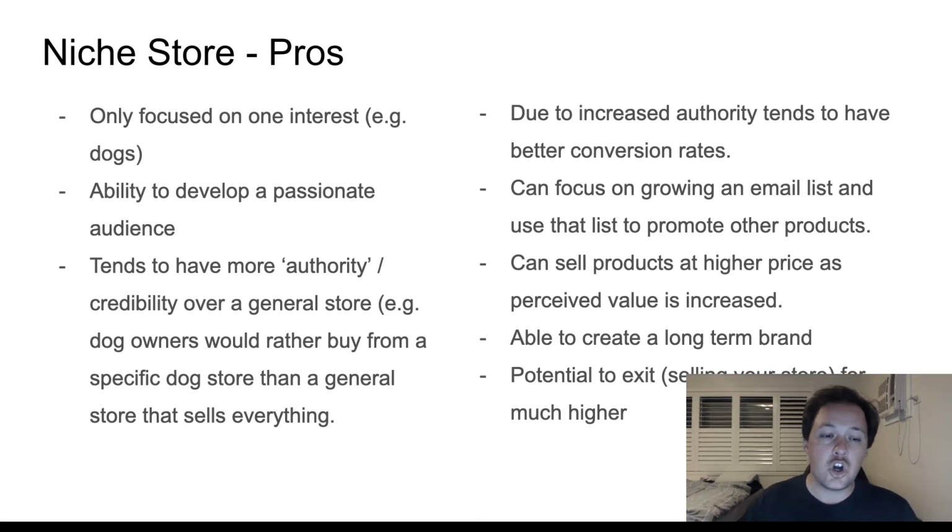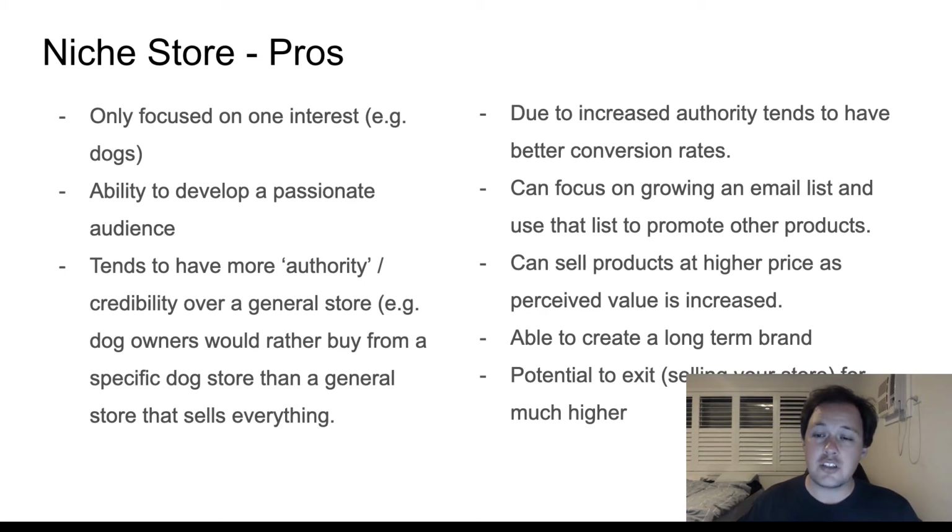For example, dog owners would rather buy from a dog specific store than from a general store that sells everything. They feel more confidence, more trust. They feel like they're more qualified to serve them. So they'd rather shop there than at a big store like a Walmart. Due to this increased authority, a niche store tends to have better conversion rates. Not always, but as a rule of thumb, niche stores, because they have that authority, they're planting their flag as an expert, they do tend to have a higher conversion rate.